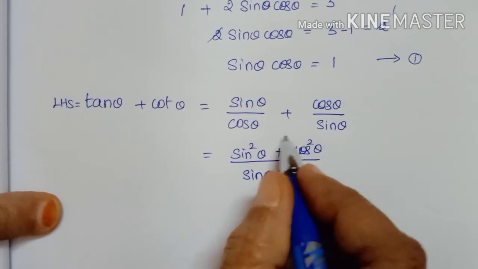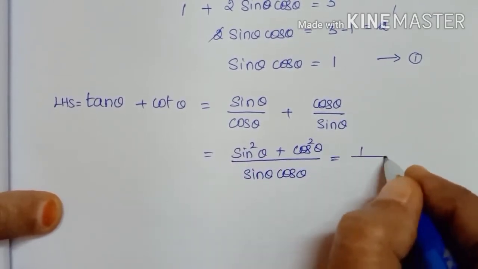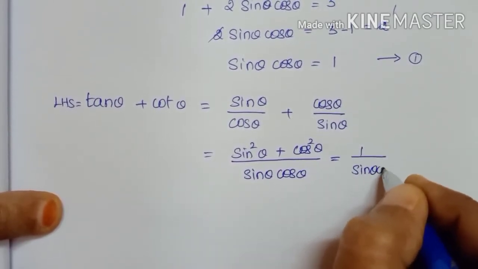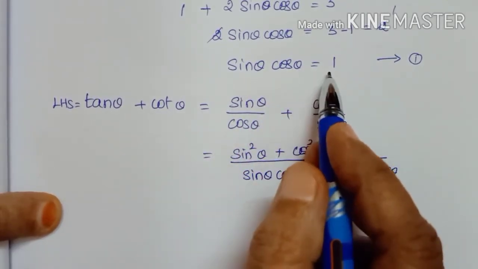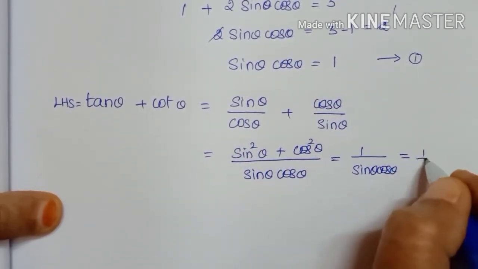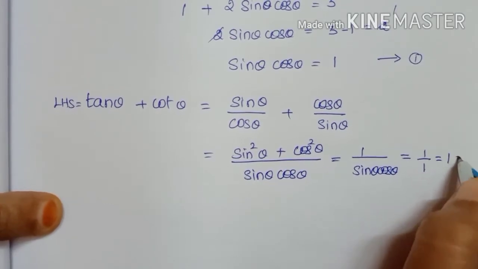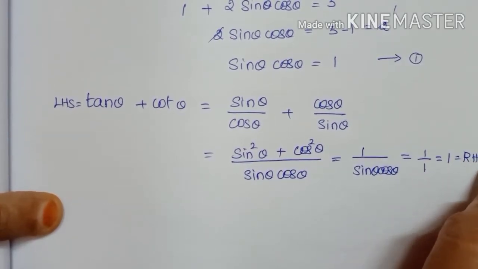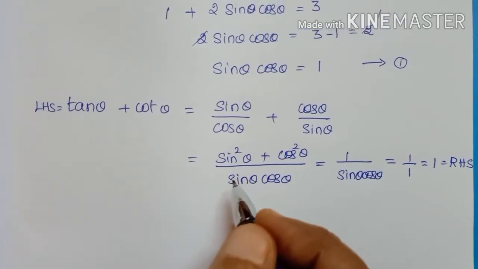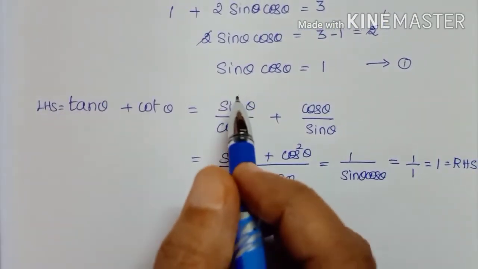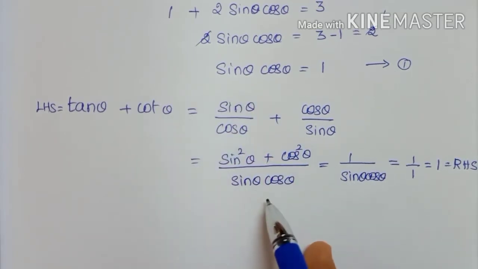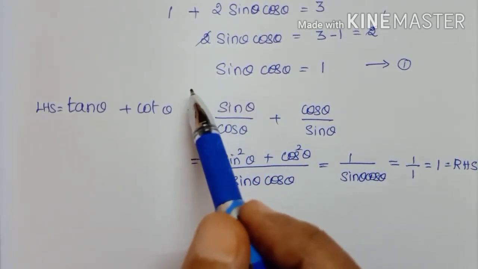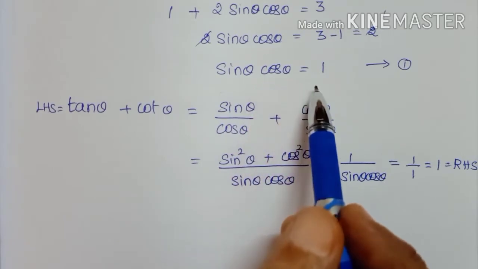Now we know this identity is 1. So 1 by sin theta cos theta. Already we calculated the value of sin theta cos theta is equal to 1. So that is equal to 1 by 1, equal to 1. This is our RHS value. Okay. So you can ask one question: why are we calculating this sin theta cos theta? Because we are going to use this value in this place. So only first itself we calculated the value of sin into cos is 1.